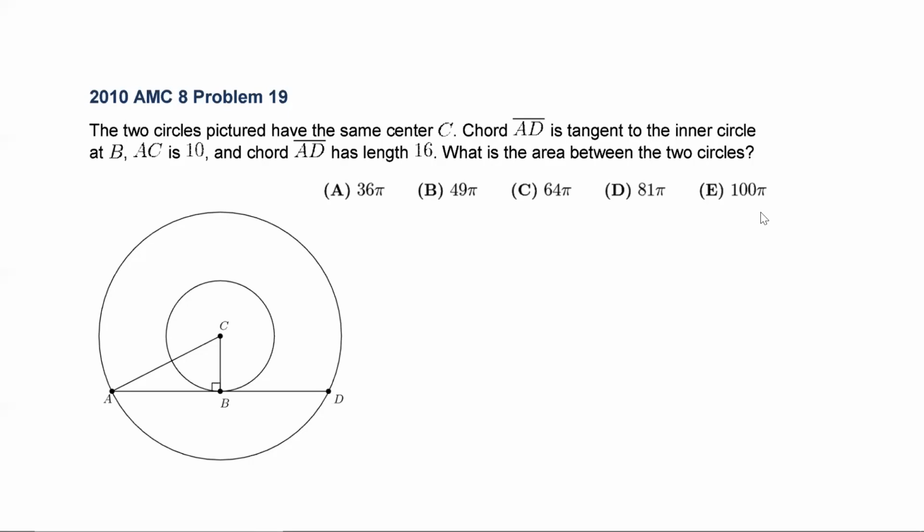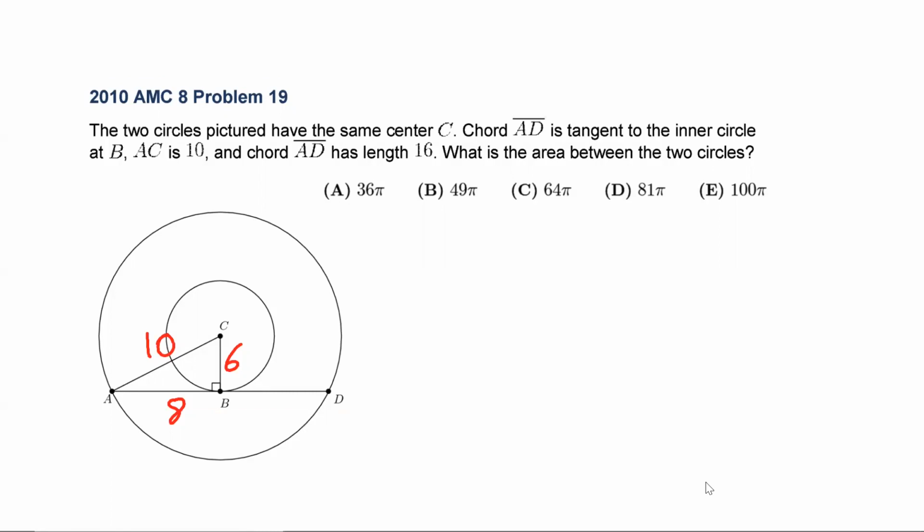Okay, so a lot of people have answers, so let's go ahead and start. They tell us that AC is 10, so this length here is 10, and AD has length 16, which means that half of it, which is AB, has a length of 8. Now, since this is a right triangle, we can easily tell that BC is going to be equal to 6, since it makes a 3, 4, 5 right triangle.